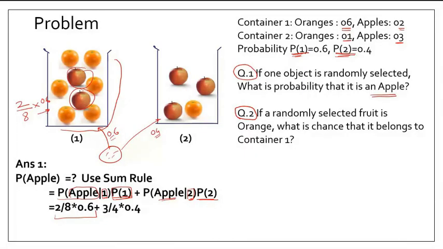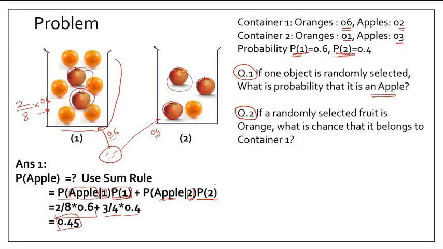Then there are 3 apples in container 2. So the chance of getting an apple is 3 by 4 multiplied by 0.4. That is how many times I select container 2. So if you solve that, the chance of getting an apple is 0.45.